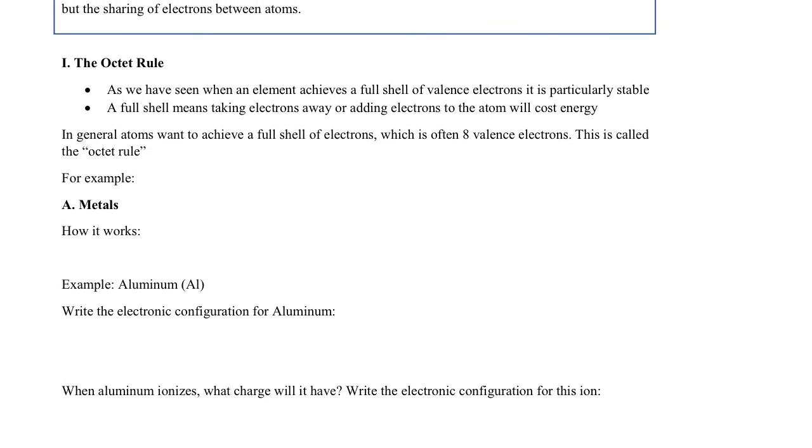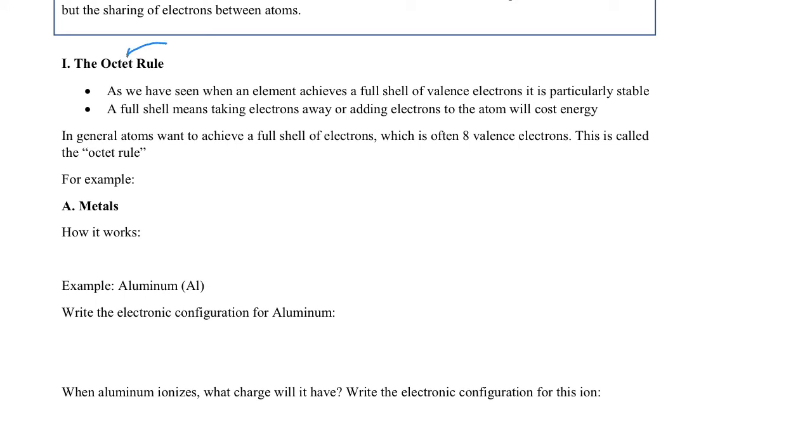Now, to understand what makes atoms come together and form a bond, we're going to start by trying to understand what makes an atom more stable. And it turns out we have something called the octet rule, which we're going to discuss here in part 1. Now, what is this octet rule? Well, when we say octet, we refer to the number 8. And what we're really talking about is 8 electrons.